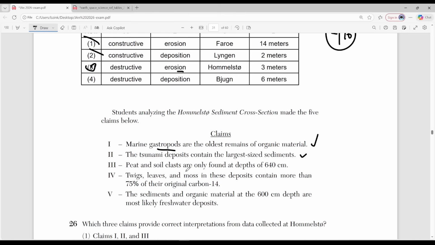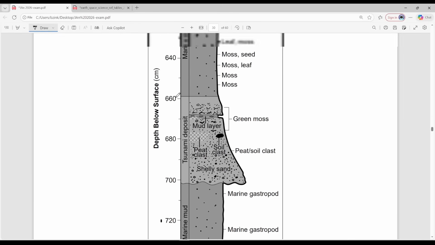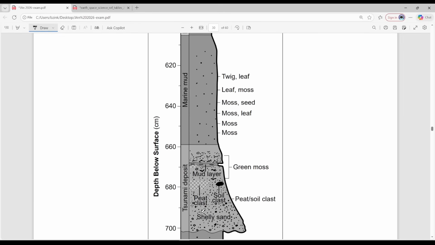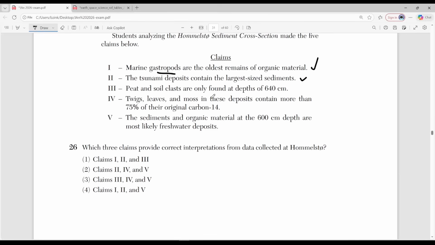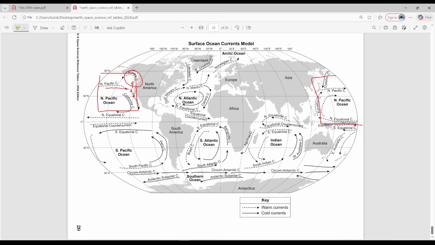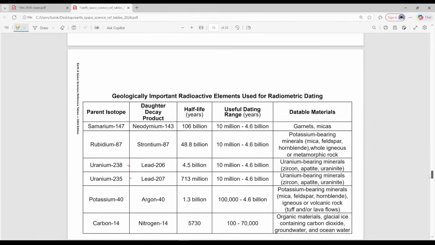Peat and soil clasts are only found at 640. So let's see, 640. No, because peat clasts and soil clasts are at 680, so that's wrong. Twigs, leaves, and moss in these deposits contain more than 75% of their original carbon-14. That is so annoying because now we got to go. That is cruel.